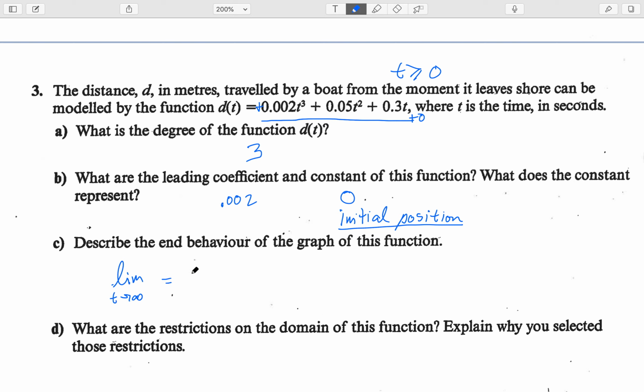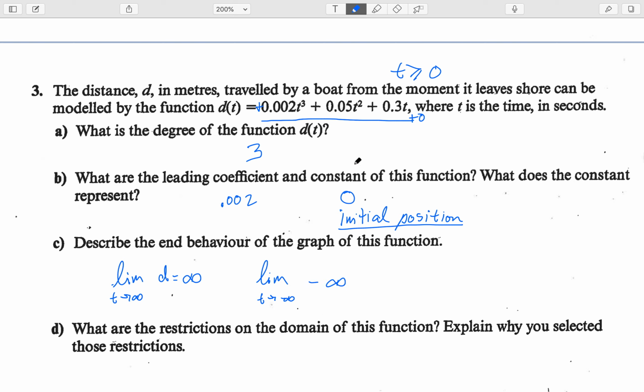Well, sorry, I should put d in here. The limit as t goes to infinity of d of t is equal to infinity. So it goes up to infinity. Does it? If this is a positive, it should. Now, what about the limit as t, once again, approaches negative infinity? It's odd, so it should go down to infinity, right?